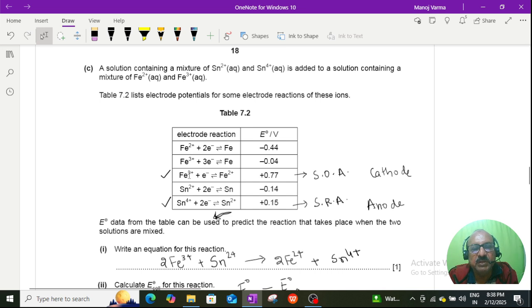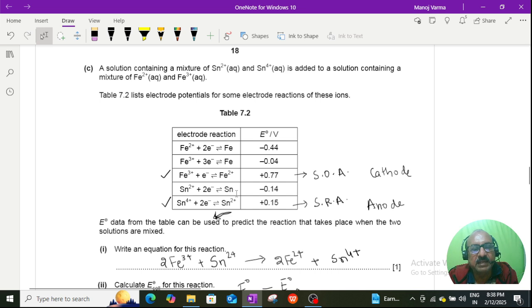So that means Fe3+ will undergo reduction, so the reaction will take place in the forward direction, whereas this electrode potential being lower, it acts as the anode, the negative electrode, and oxidation takes place over there. That means that Sn2+ will be oxidized to Sn4+, so this will be reversed. This will be in the backward direction, whereas this will be in the forward direction.